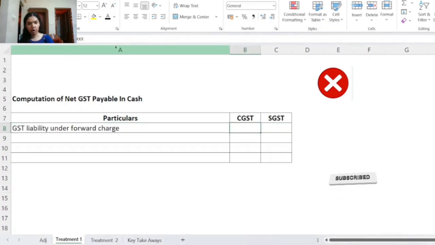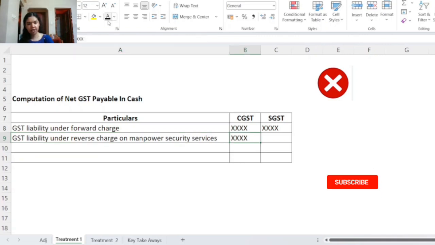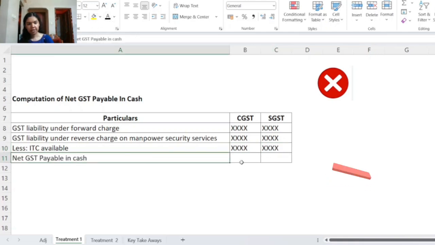GST liability under forward charge, then GST liability under reverse charge on manpower security services, less ITC available, hence net GST payable in cash.